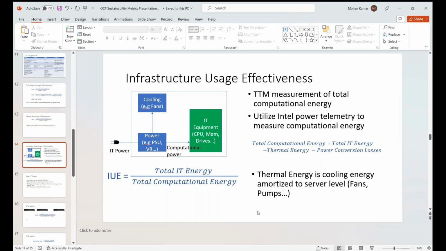So in other words, in OCP, we are creating systems and racks, right? We are not really creating a data center. So what we want to do is enable measurement at the system and rack level, whatever we want to measure, so that we are able to represent the data center level, right?